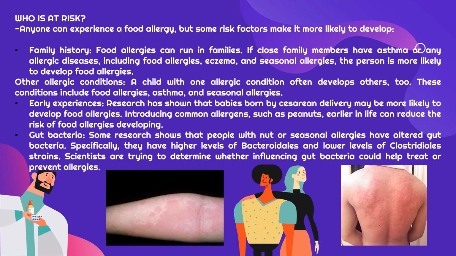In other allergic conditions, a child with one allergic condition often develops others too. These conditions include food allergies, asthma, and seasonal allergies. In early experiences, research has shown that babies born by cesarean delivery may be more likely to develop food allergies. Introducing common allergens such as peanuts earlier in life can reduce the risk of food allergies developing. In gut bacteria, some research shows that people with nut or seasonal allergies have altered gut bacteria. Specifically, they have higher levels of Bacteroidales and lower levels of Clostridial strains. Scientists are trying to determine whether influencing gut bacteria could help treat or prevent allergies.